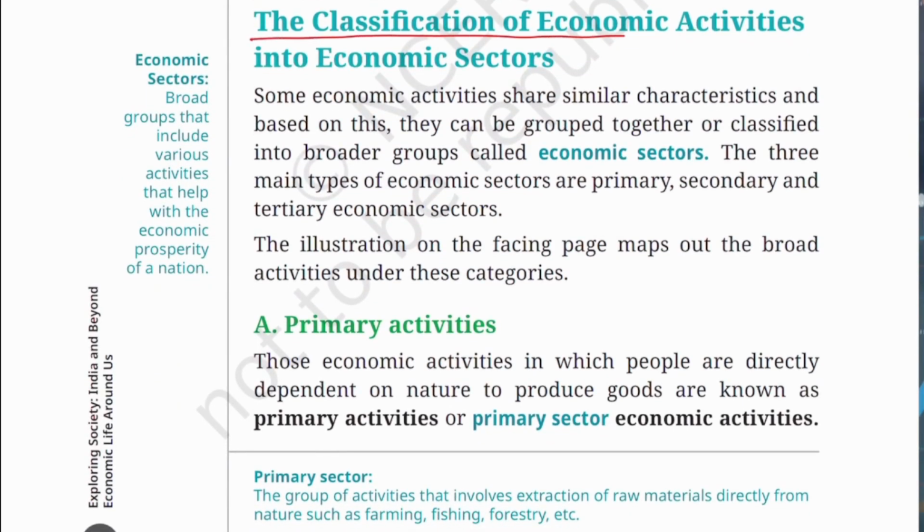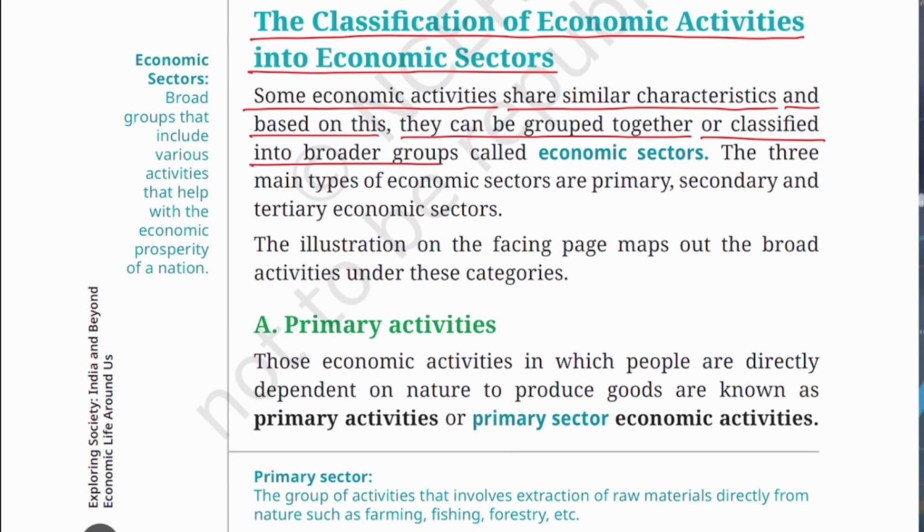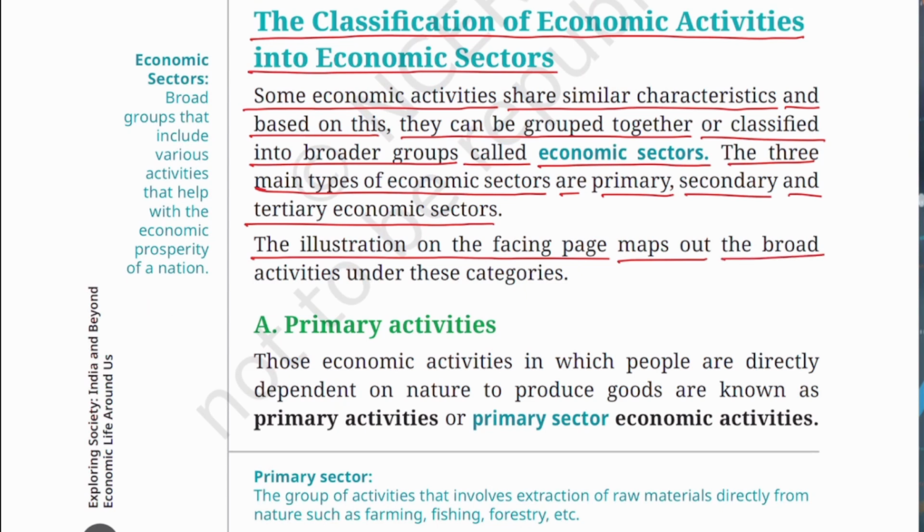The classification of economic activities into economic sectors. Some economic activities share similar characteristics, and based on this, they can be grouped together or classified into broader groups called economic sectors. The three main types of economic sectors are primary, secondary, and tertiary economic sectors. The illustration on the facing page maps out the broad activities under these categories.